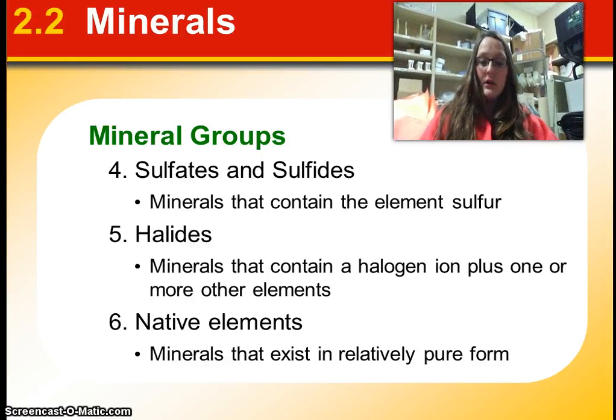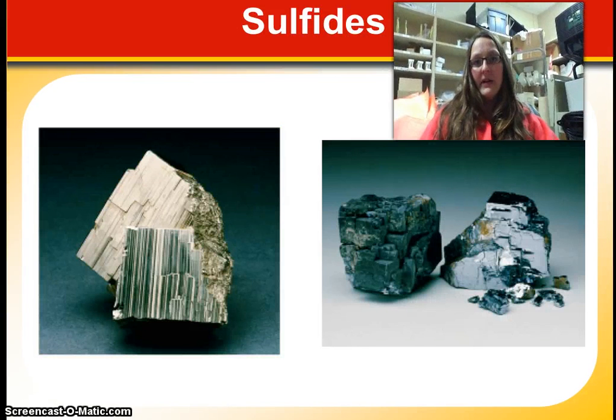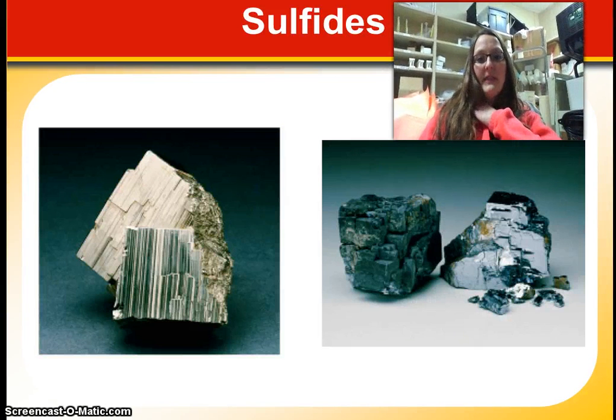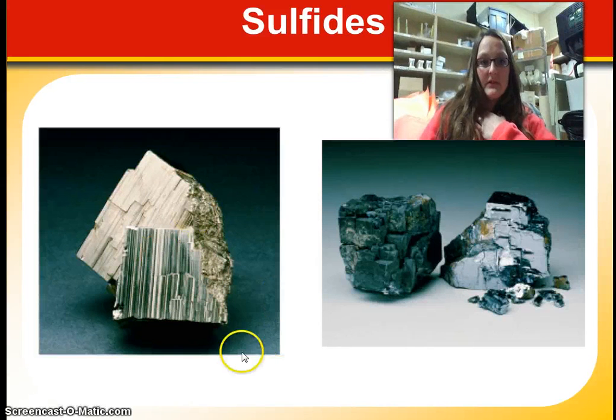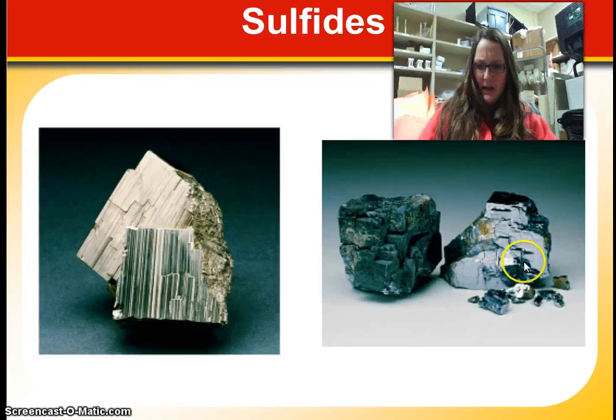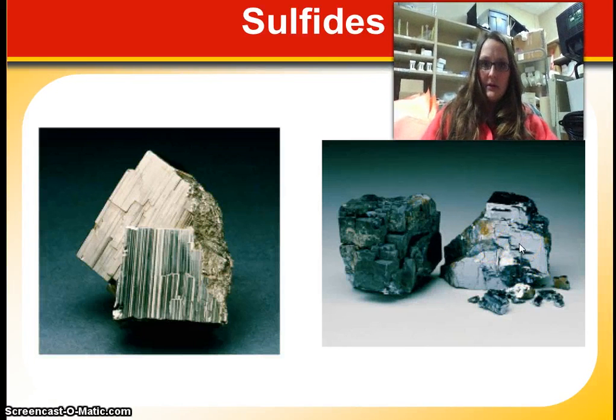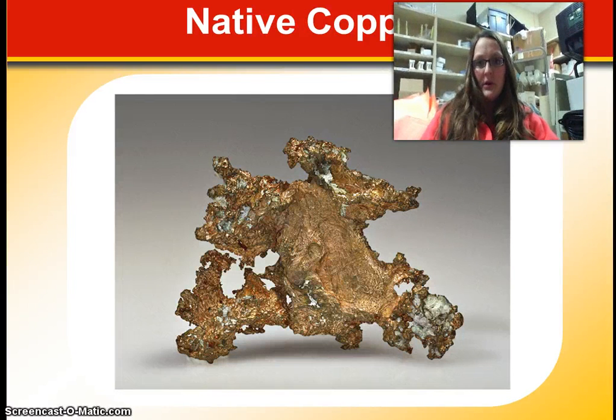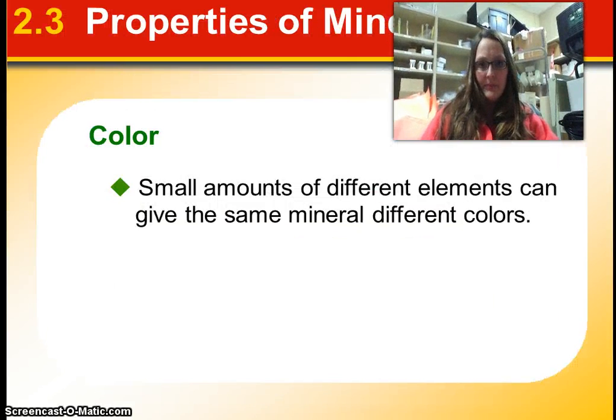6, native elements. These are rare, but they are minerals that exist in pure form. So this would be like pure copper, for example. That's your typical native element. Okay. Here are pictures of sulfide. Remember, these are the ones that contain sulfur. The one on the left is pyrite, which is like fool's gold. And the one on the right looks like biotite or magnetite, but it's hard to see from here. Here's native copper in its pure form. It always typically makes that sort of weird shape or liquid looking material. It always looks like that in nature.